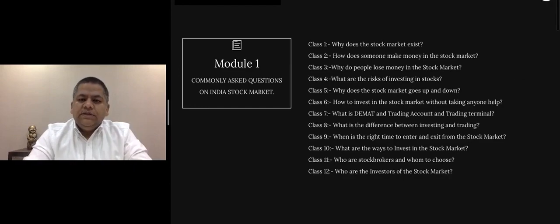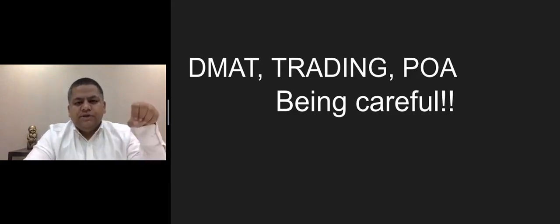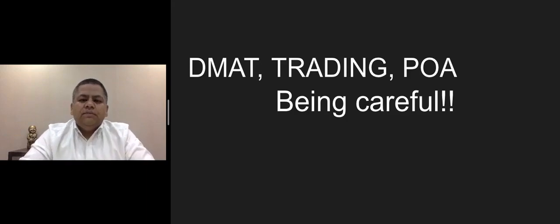Okay, so let's start with the presentation itself and try to understand. I'm sure you know what a DMAT account is by now. A DMAT account is a kind of bank account for you. There are two accounts, DMAT and trading account. In the DMAT account, you keep your shares. In the trading account, you give money to your broker.